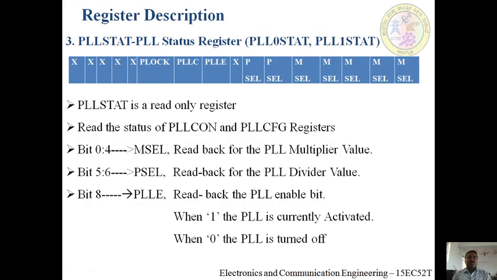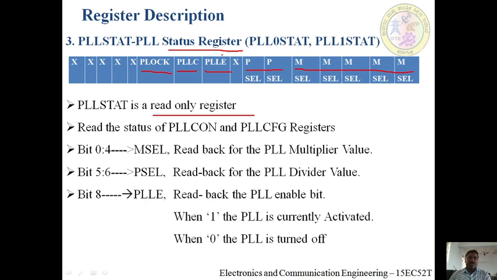Okay, so now this PLL stat register, as I already told you, is used to read the PLL parameters. So these are the parameters. Here you can see M means multiplier value, so M sel bits, then P sel bits, then PLL connect bit, then PLL enable bit, and one extra bit is here, that is PLOCK. It's a read only register.